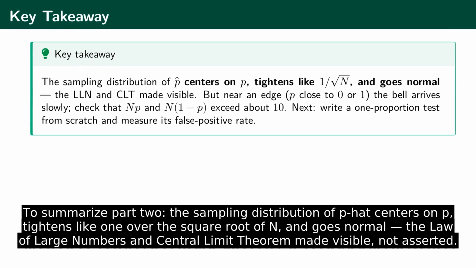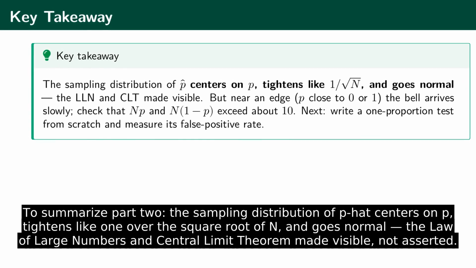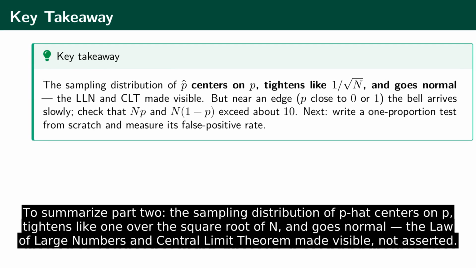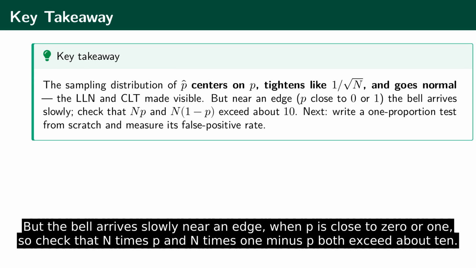To summarize Part 2, the sampling distribution of p hat centers on p, tightens like 1 over the square root of n, and goes normal, the law of large numbers and central limit theorem made visible, not asserted. But the bell arrives slowly near an edge, when p is close to 0 or 1, so check that n times p and n times 1 minus p both exceed about 10.